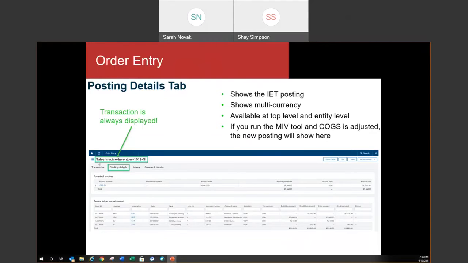And that was something that was always such a pain, is that if I was in something, am I in a sales order? Am I in a sales invoice? Am I in a credit memo? What am I looking at? So now it is always going to display our transaction here at the top. No matter what tab I click in, I'm always going to be able to see what transaction I'm working with.